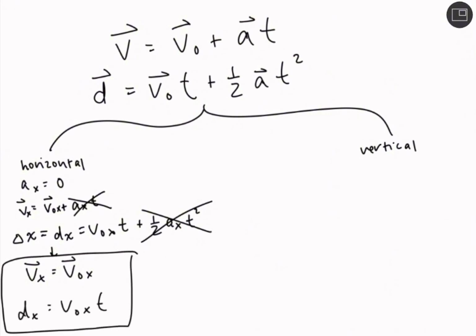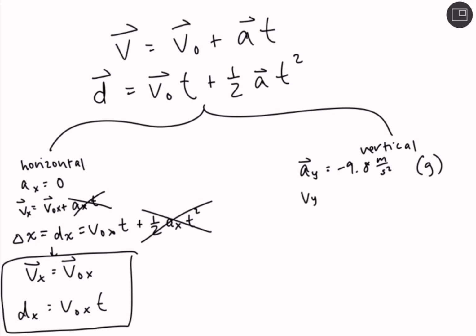Alright, so now let's move on to the vertical components in projectile motion. You know that in the vertical direction, the object is influenced by gravity. So the y component of acceleration would be negative 9.8 meters per second squared, or 9.8 meters per second squared downward, and this is also known as g.